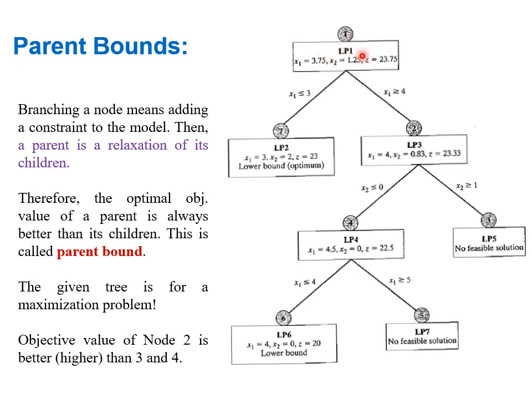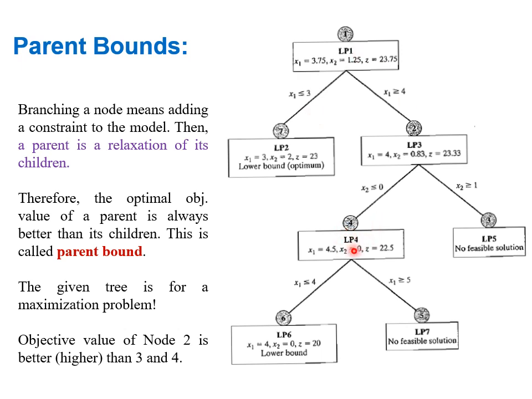So this LP1 is a relaxation of LP2. In LP2, if we delete this constraint, we come up with this one. So LP1 is a relaxation of this. Similarly, in LP3, if we delete this constraint, x1 greater than or equal to 4, then we obtain LP1. So LP1 is a relaxation of LP3, right? So a parent is a relaxation of its children.